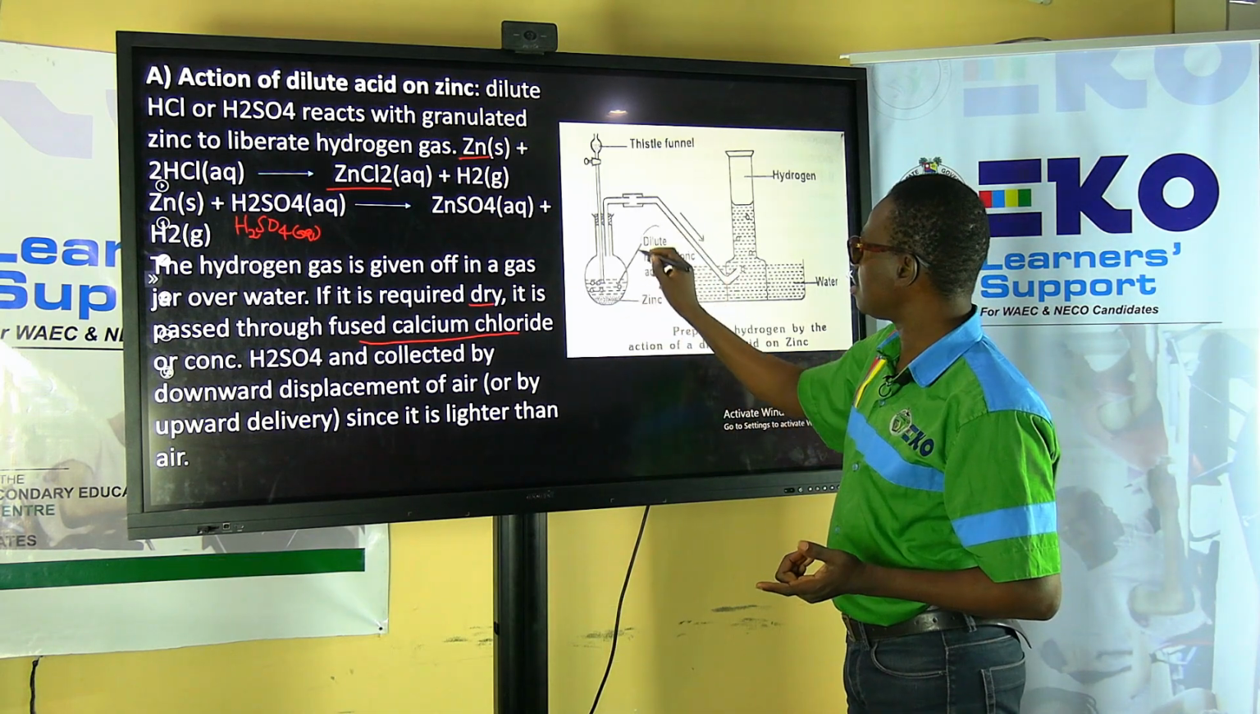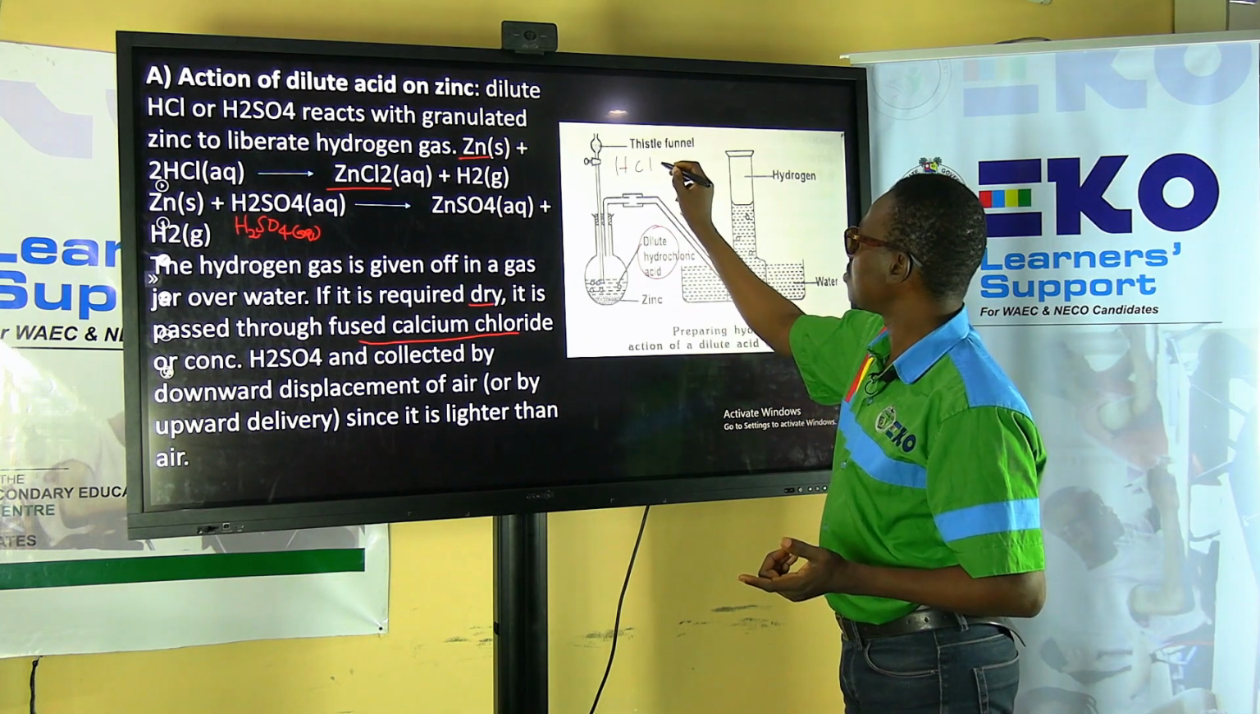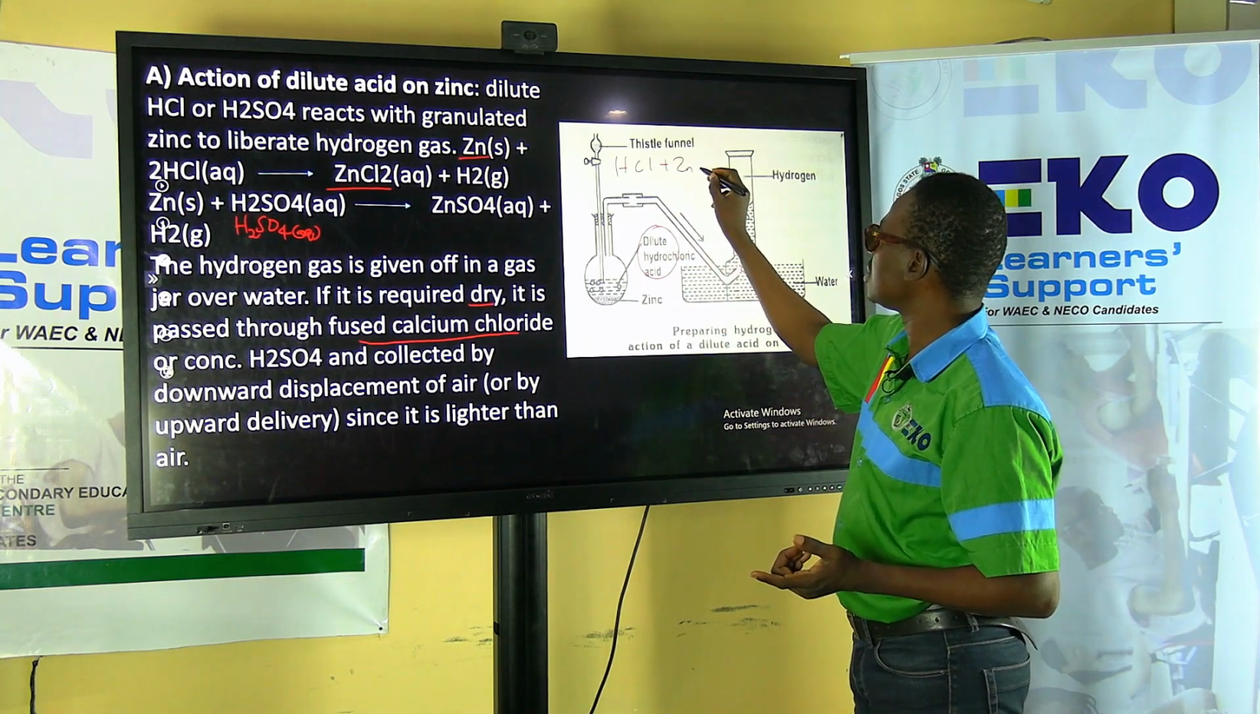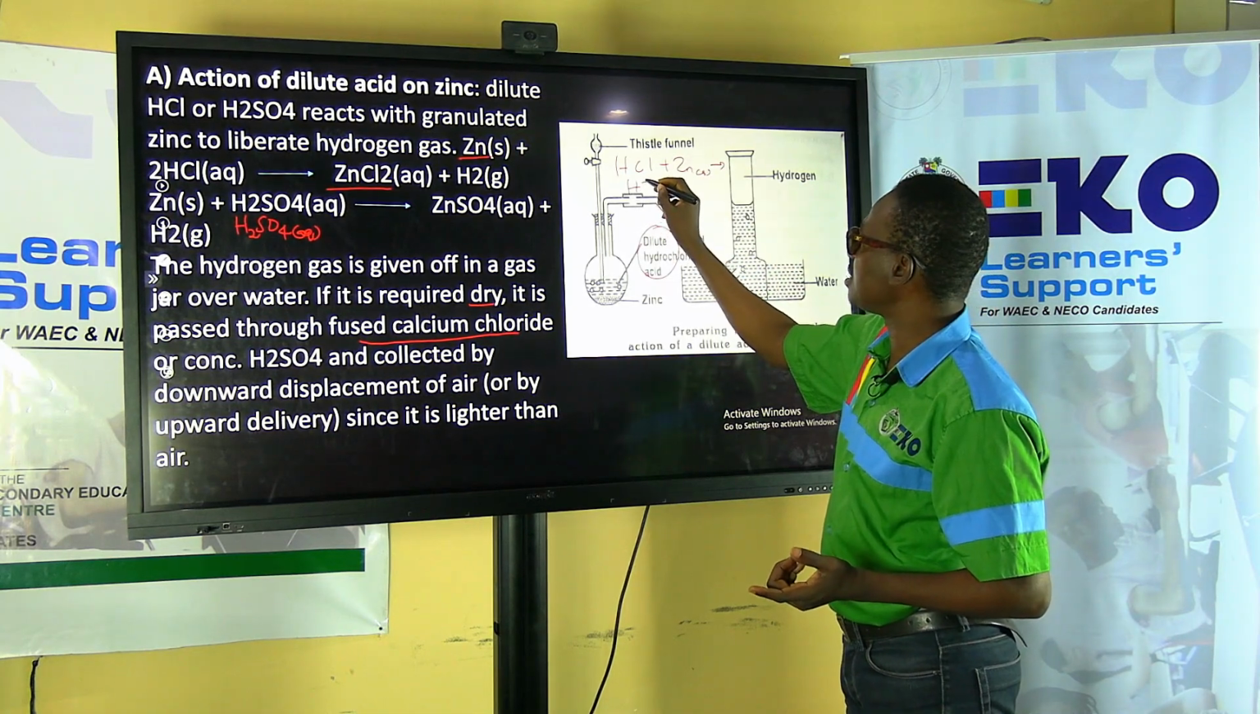This is the solution. You have the HCl. So basically, you have dilute HCl with what? Zinc. Yes, solid. So what happens? There will be splitting here.